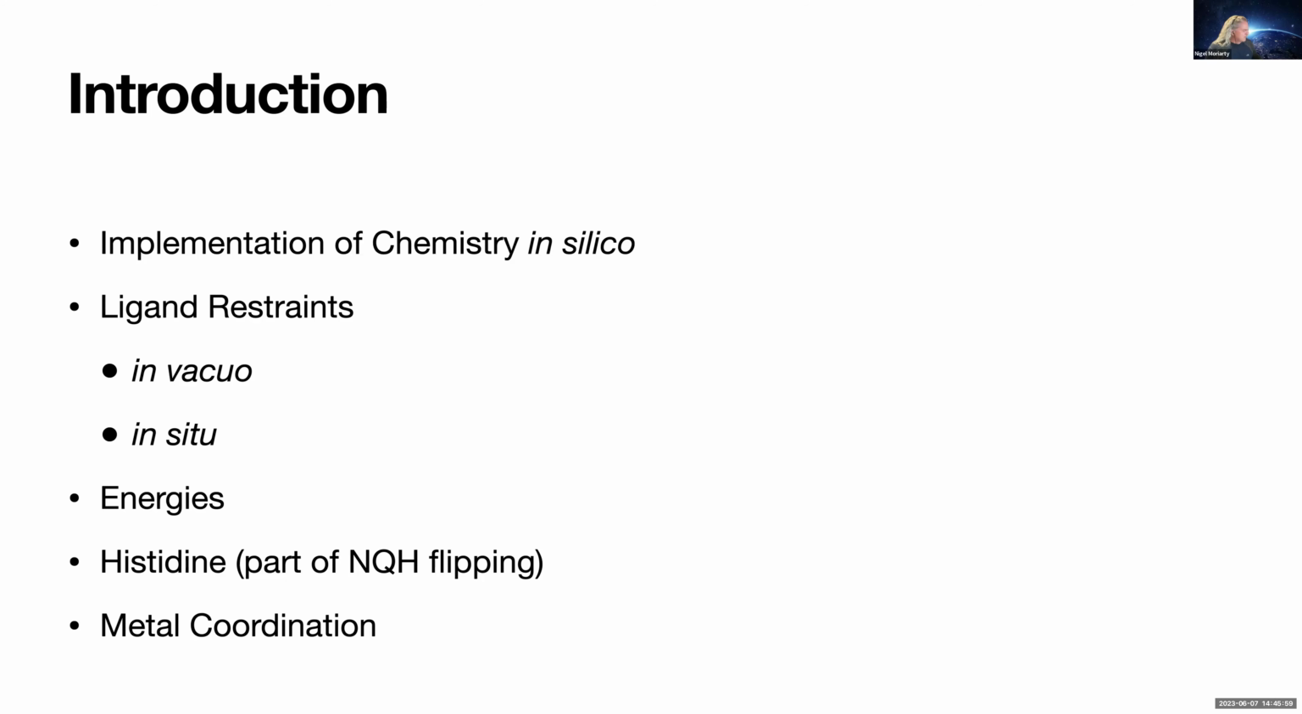And then some of the other topics that are coming along is histidine is a side chain of the protein, but it changes its protonation and its split based on the pH of the specific area of the protein that it's in. And also metal coordination is a fairly hot topic at the moment.